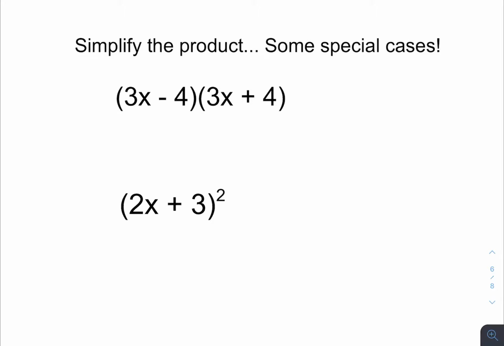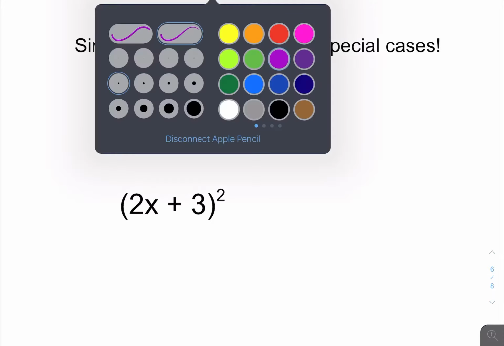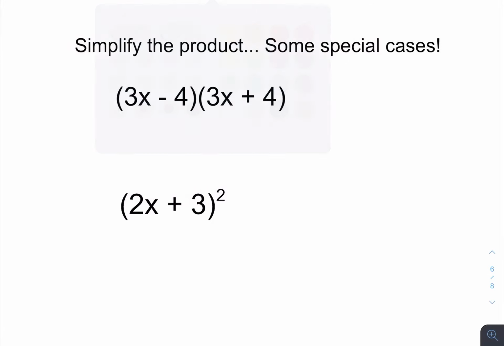So these were some special cases that we just learned about yesterday. It says simplify the product, some special cases here. So again, I'm going to use FOIL. It's the same idea as distributing, but kind of has a pattern to it or an order to it. If you want to distribute, that's totally fine.